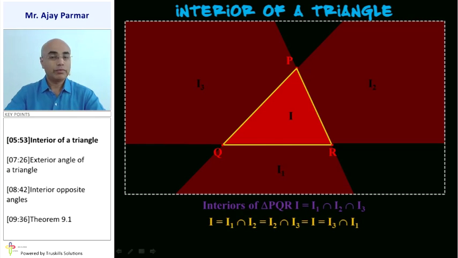But every time it is not necessary to take up the interior of all the three angles. We can write down that interior of the triangle I can be represented as interior of only I1 and I2, that is I1 intersection I2. Similarly, I2 intersection I3 or I3 intersection I1, all of them mean the same thing, that is interior of the given triangle.